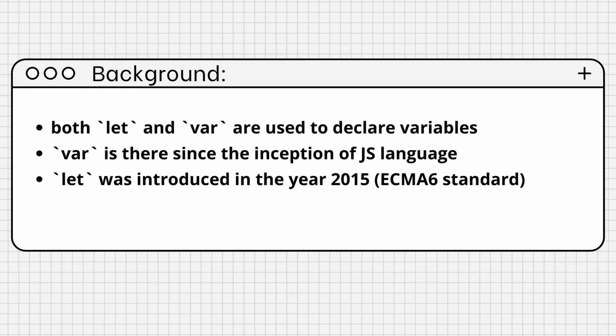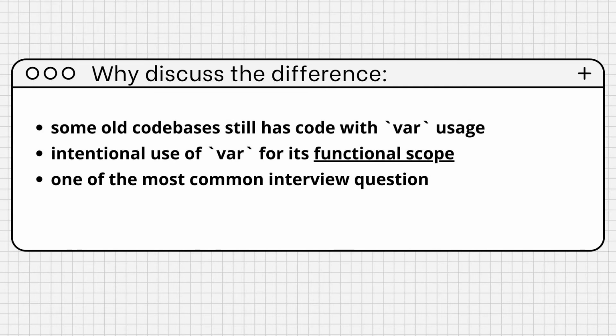And this was done very intentionally to replace var, mostly because the way in which var behaved sometimes was leading to unexpected errors. So why do we even want to discuss the differences between the two? One, you can find some very old code bases which still are using var, and two, there can be certain cases where var is intentionally being used because of the functional scope that it offers.